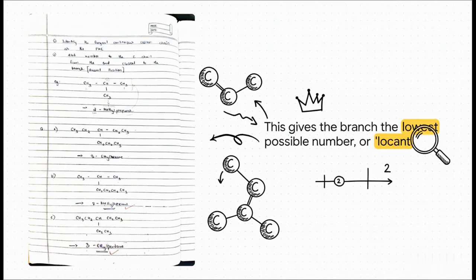Okay, so the longest chain has 3 carbons, which makes it a propane, right? And it's got a little 1-carbon branch sticking off of it, which we call a methyl group. Now, if we number it, whether we start from the left or the right, that methyl group is always going to be on carbon number 2. So its name is 2-methylpropane. That number, the 2, has a fancy name, a locant. It's literally the branch's street address.